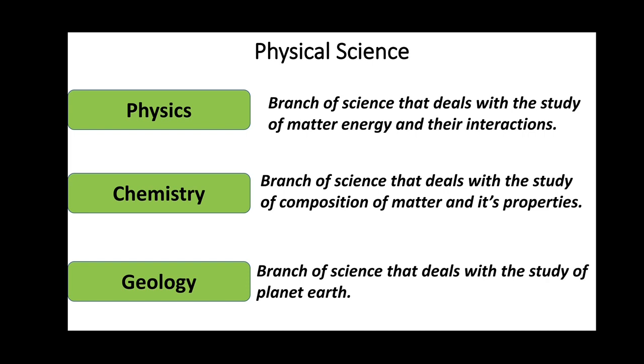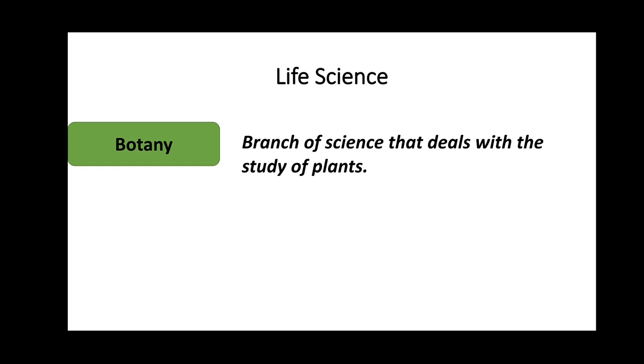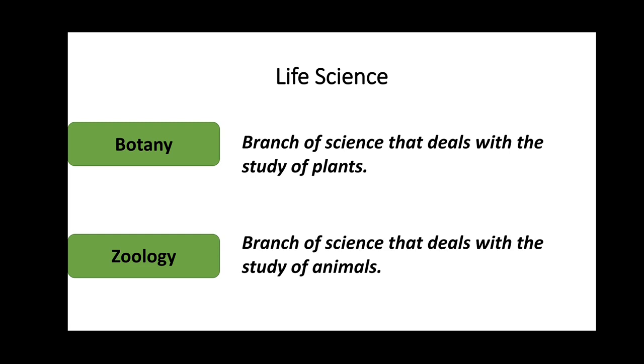Now let us learn about branches of life science or biology. We have learned that life science is the branch of science that studies living things. Life science is classified into two groups. They are botany and zoology. Among that, botany is the branch of science that deals with the study of plants, and zoology is the branch of science that deals with the study of animals.